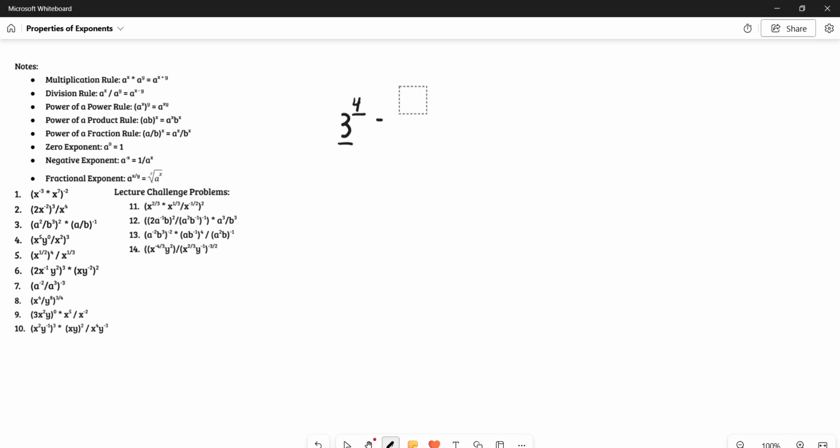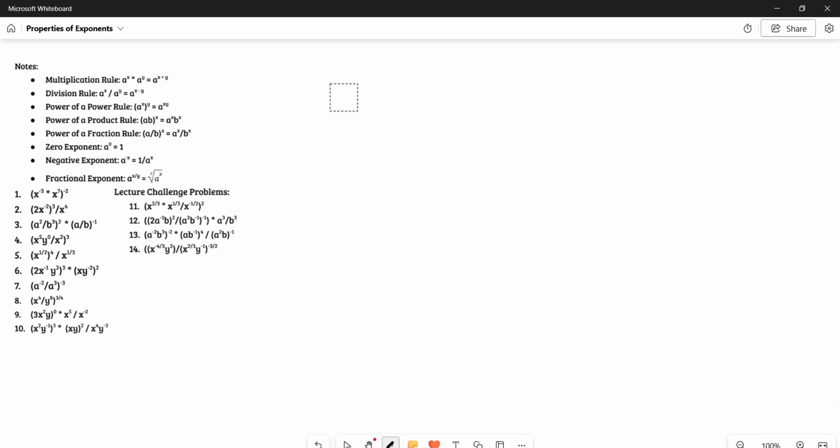Going on to the exponent rules for today. The first exponent rule that we'll be looking at is the multiplication rule, in which we have two values, a to the power x and a to the power y. Since they have the same base, you can add the exponents together.